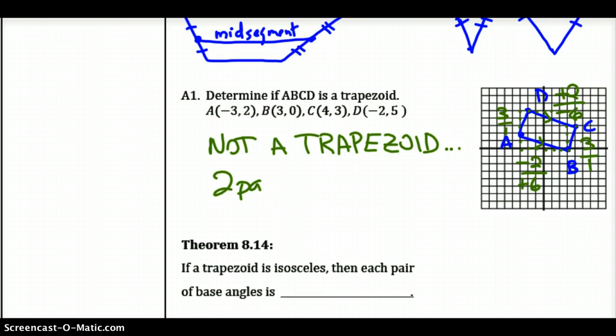Two pairs of parallels. Now this is actually a parallelogram, but it's also a rectangle because the slopes are opposite reciprocals, so they form right angles.